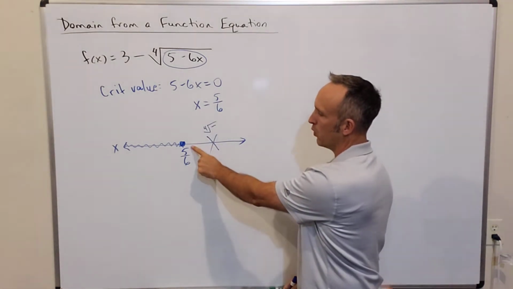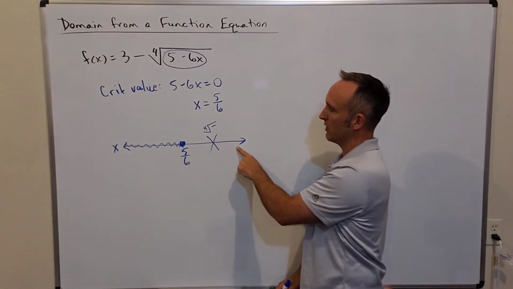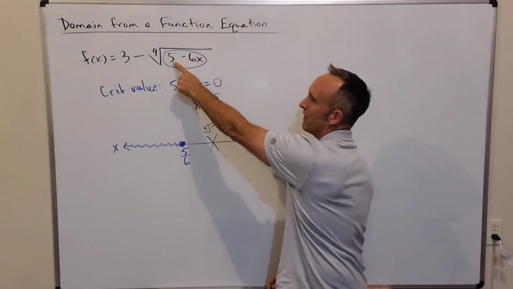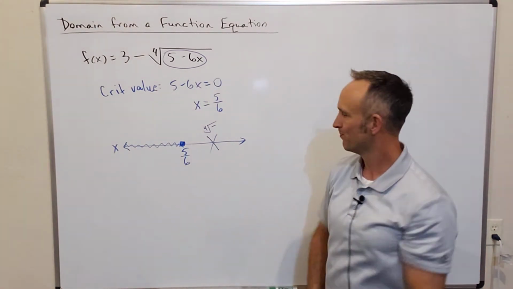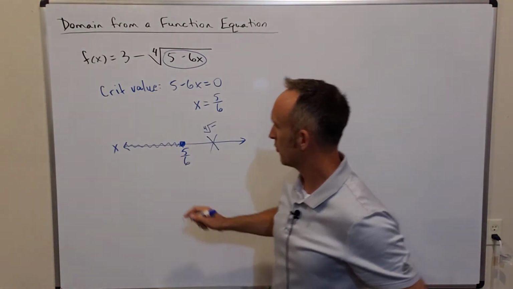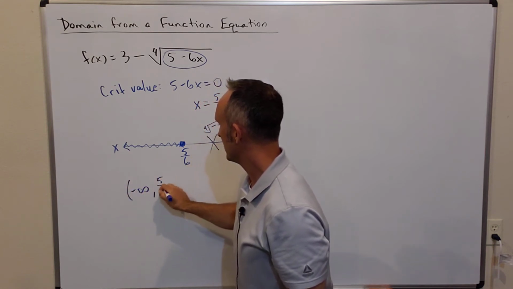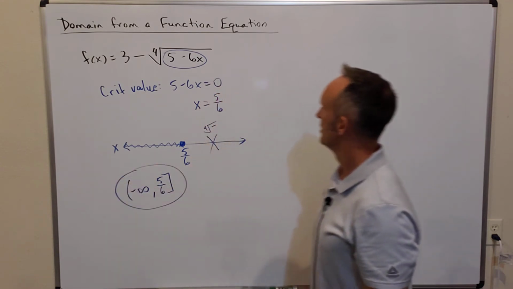And again, I chose 1 as my x value, but any x value over here you could test, like positive 1,000. If you plug positive 1,000 in for x, you get 5 minus 6,000. That's still negative under the fourth root. So now our domain is just this one region, negative infinity to 5/6, including the 5/6. And that's our domain.